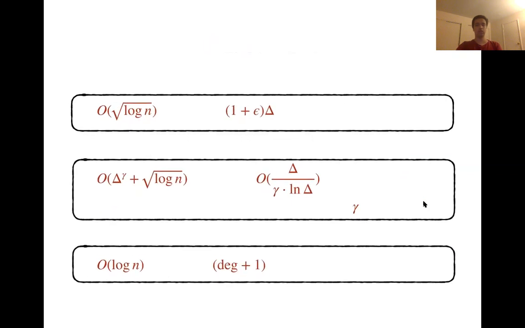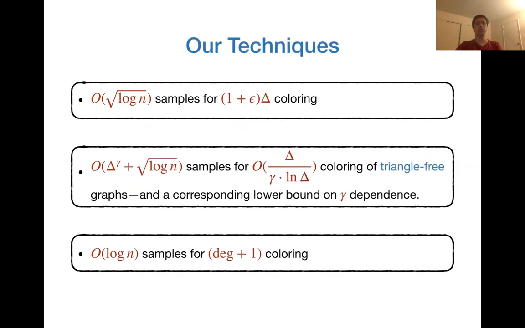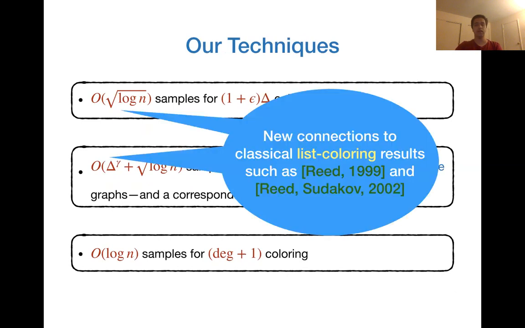Okay, so I told you about our results. Let me briefly tell you about our techniques also. For the first two results, we are going to use a new connection to this classical result on list coloring. I'm going to define them shortly and talk about them more throughout the talk. And so this is basically a new connection. This is a very different type of proof than what was used in this ACK paper.